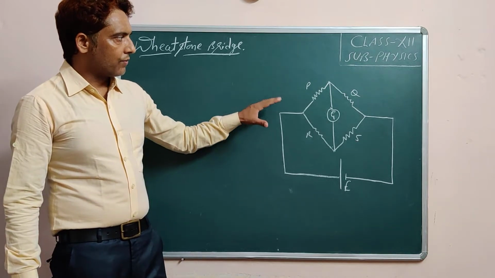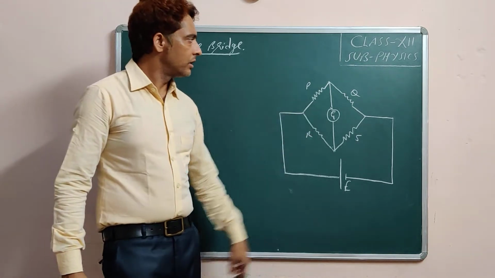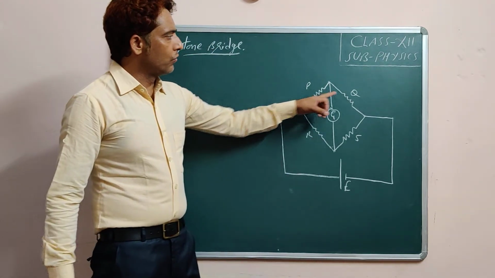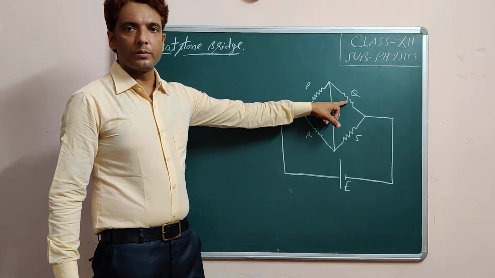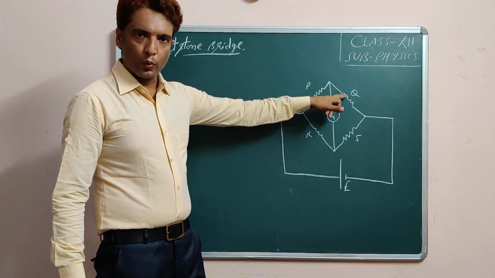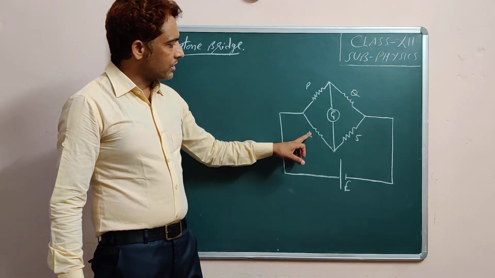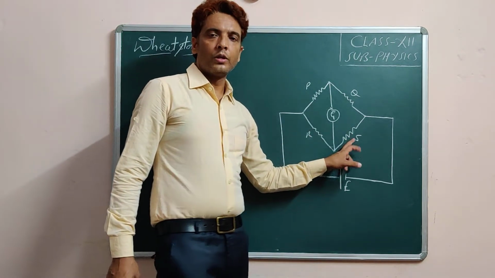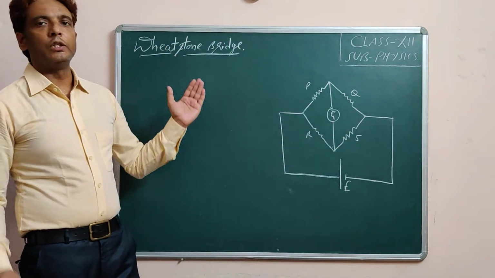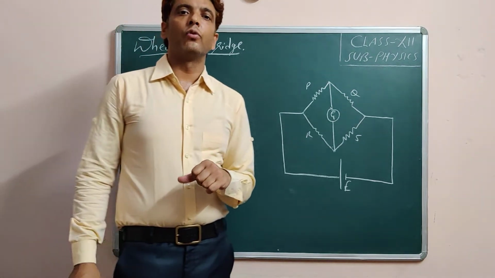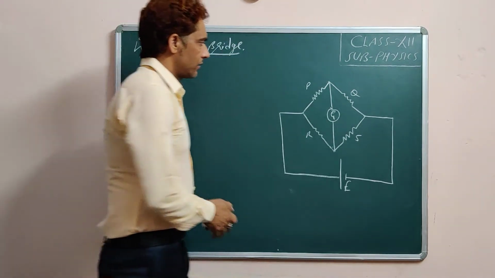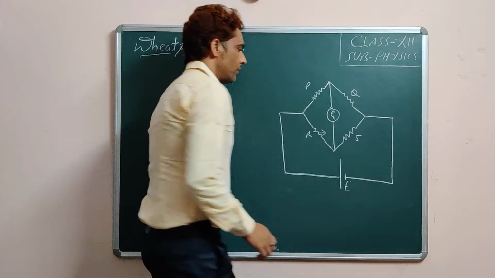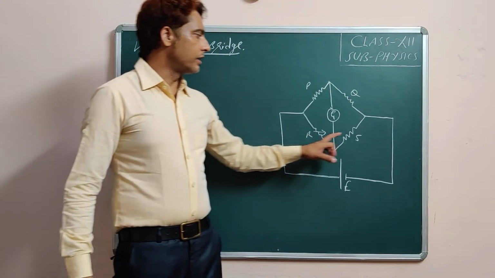So it consists of four resistors, out of which these two resistors are standard resistors, means their value is known. One resistor is variable and one is unknown. So this Wheatstone bridge is used for finding the value of unknown resistance. For variable resistance, I draw this symbol. So here this is the variable resistor and this is unknown.